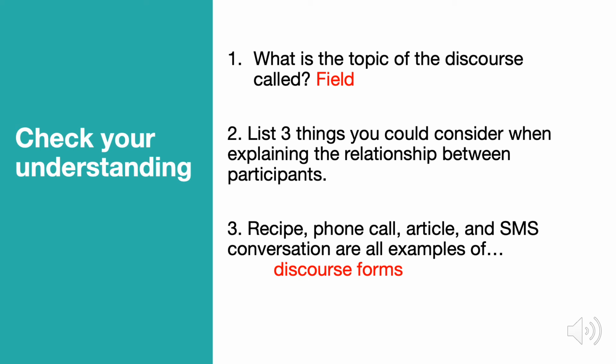So the topic of the discourse, or of any discourse, is called the field. Three things you could consider when explaining the relationship between the participants is the purpose of the relationship. Are they building rapport, establishing solidarity? You could also explain the role, so it's a journalist and interviewee. And then recipe, phone call, article, and SMS conversations are all examples of discourse forms. Your teacher will go through some of the other answers that you could have had in class. Make sure you now move on to watch the functions video.